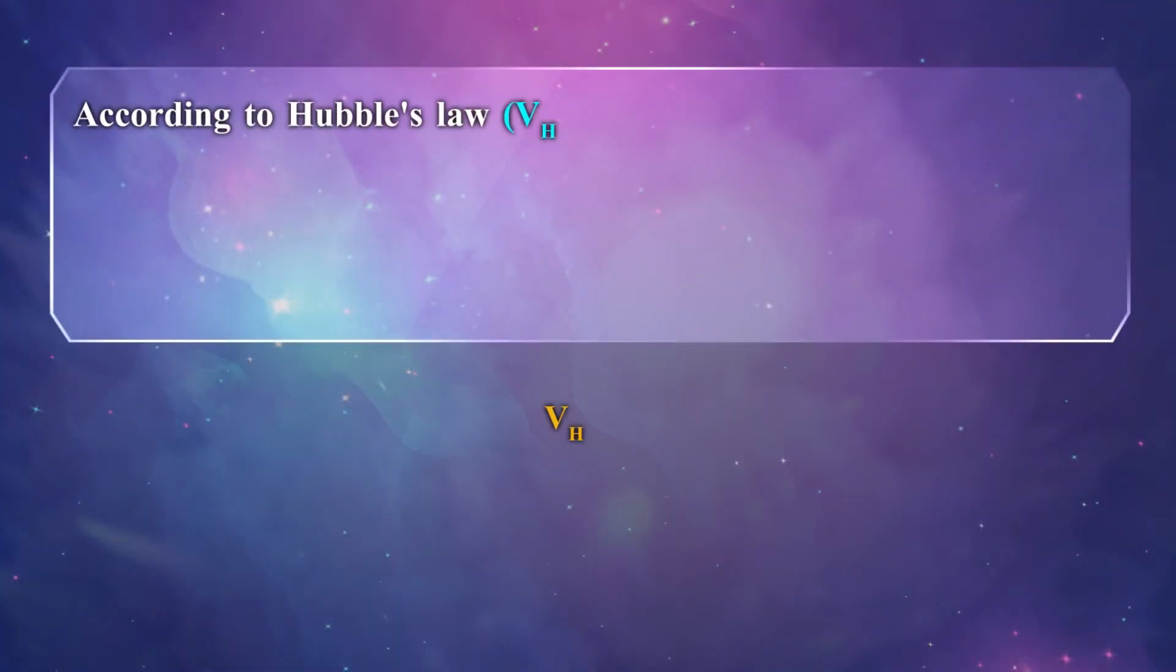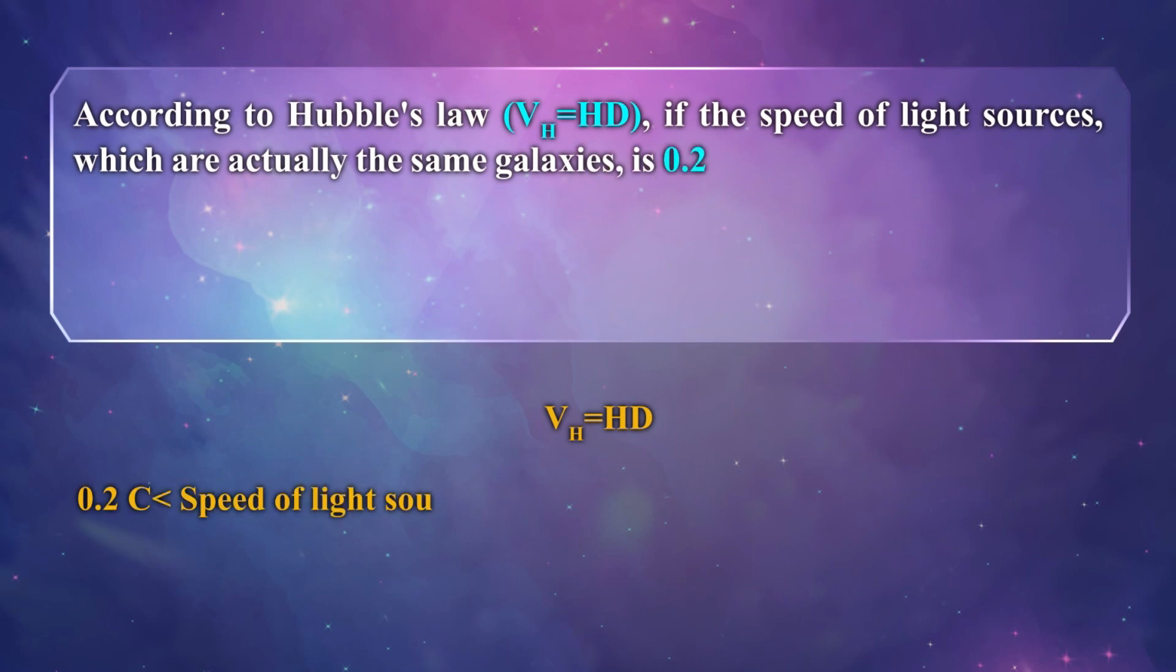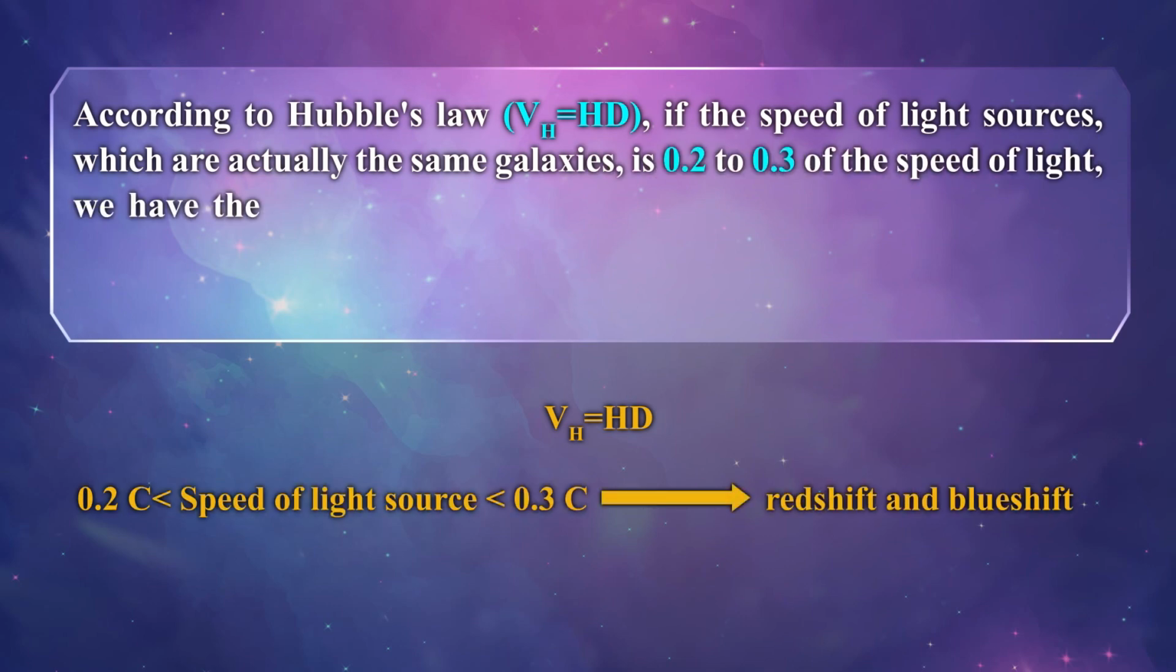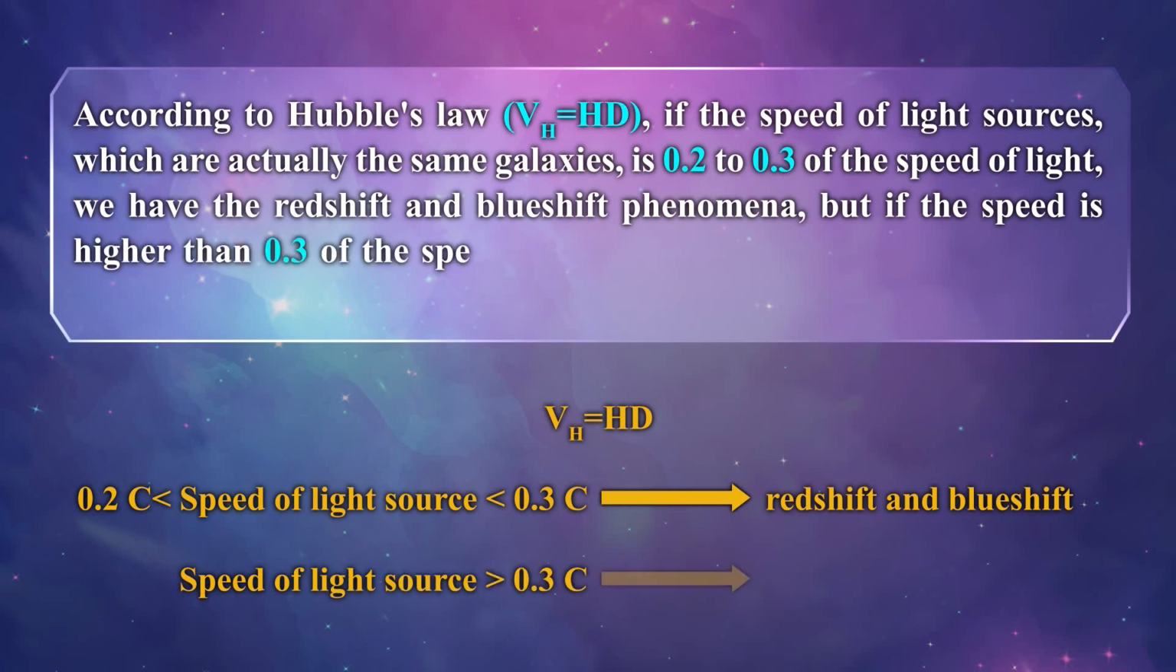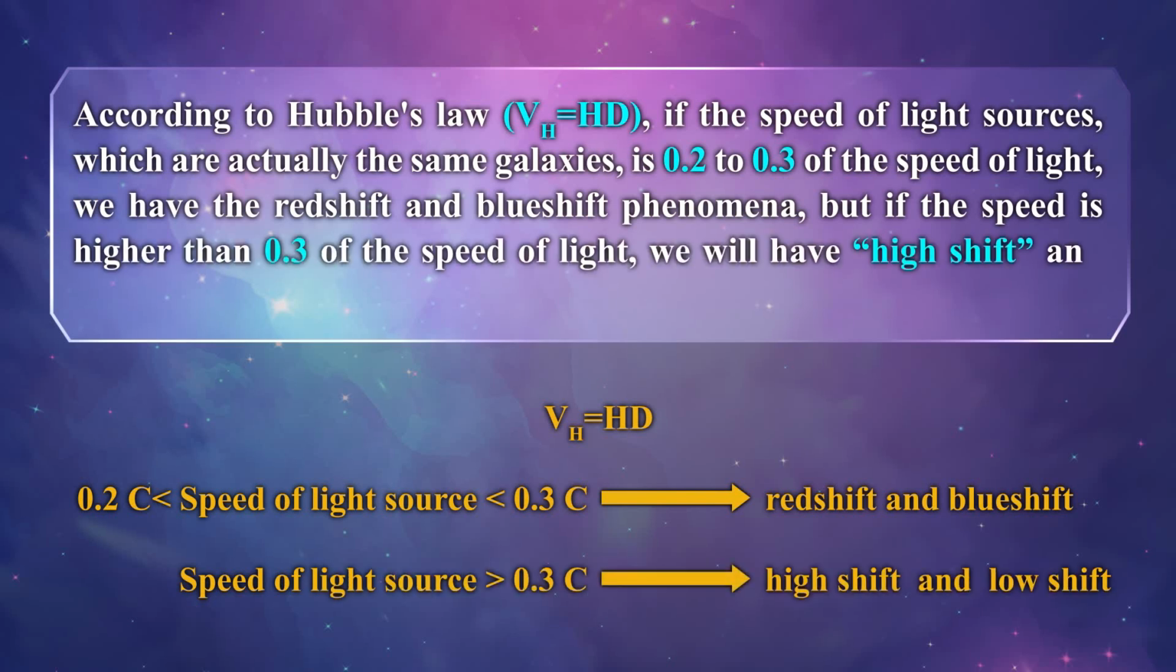According to Hubble's law, V equals H multiplied by d. If the speed of light sources, which are actually the galaxies, is 2/10 to 3/10 of the speed of light, we have the red shift and blue shift phenomena. But if the speed is higher than 3/10 of the speed of light, we will have high shift and low shift.